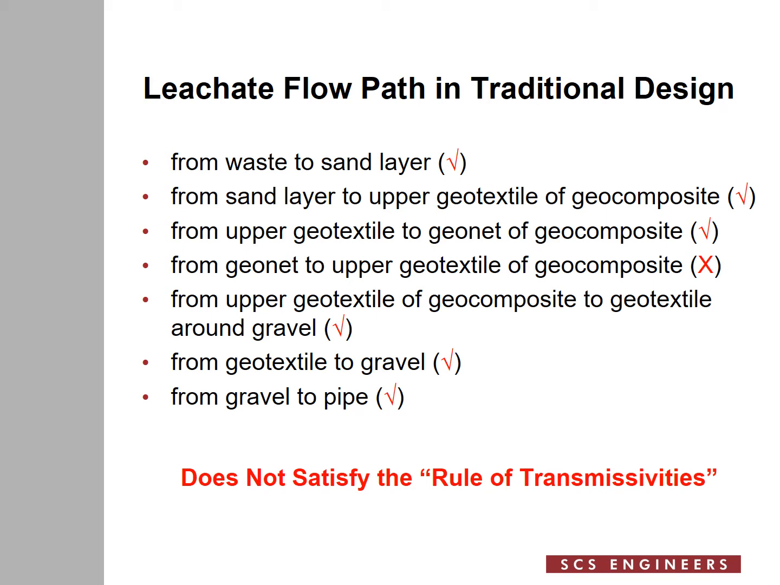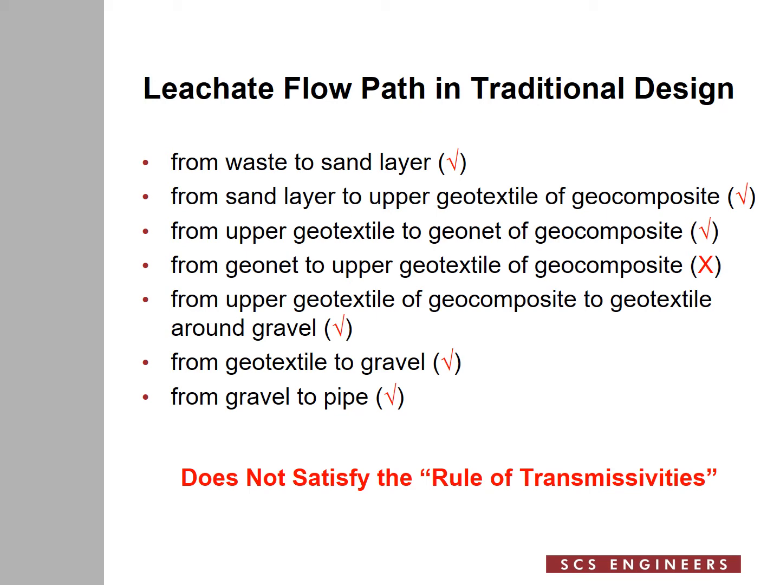We just continue on the path of leachate, then it goes from the upper geotextile of geocomposite to geotextile around gravel. These are equal transmissivities, so it's a check mark, it meets the rule of transmissivities. Then it moves from the textile wrap around the gravel into the gravel. Gravel transmissivity is higher than the textile, so it's a check mark, it meets the rule of transmissivity.